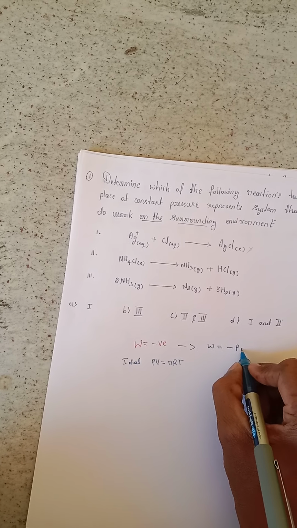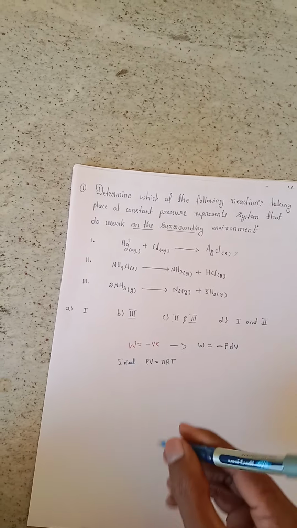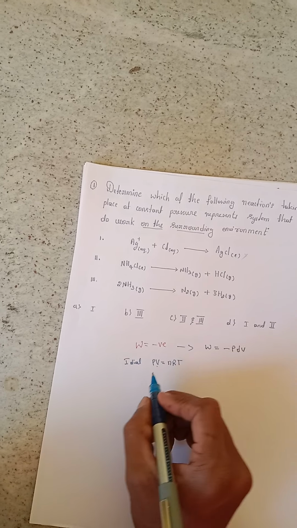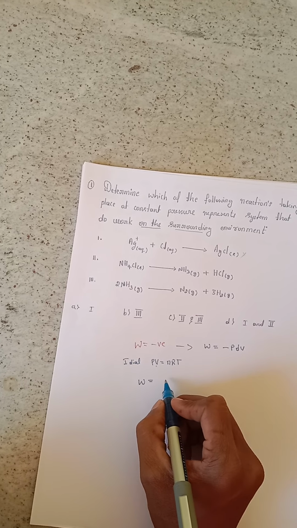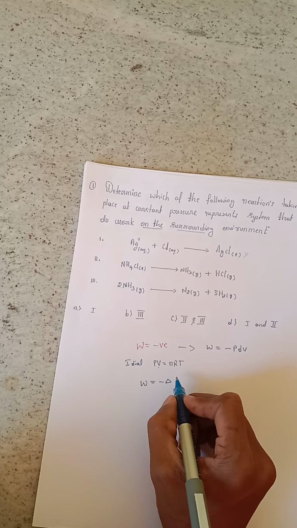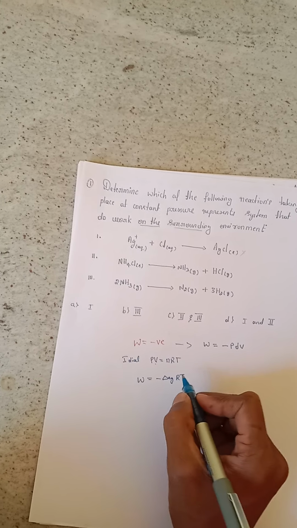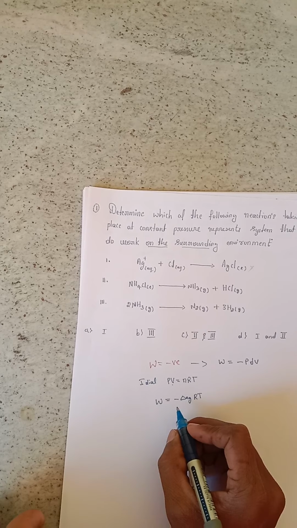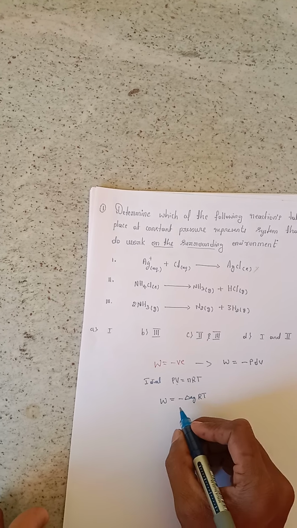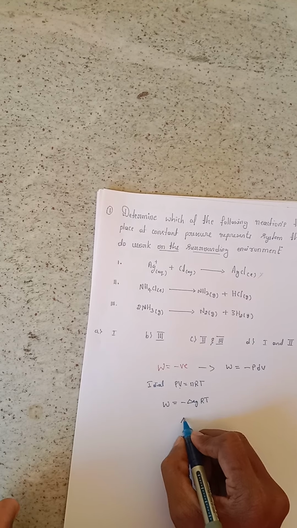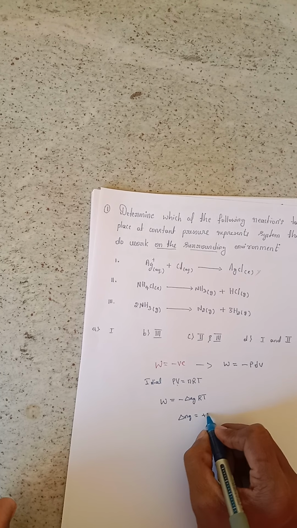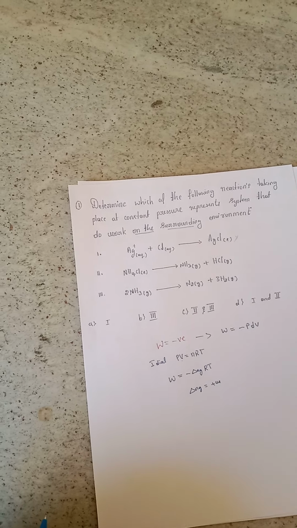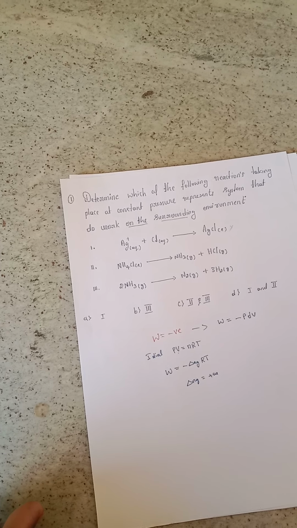W is equal to minus P dV. For an ideal gas we know that PV is equal to nRT. So here, W is equal to minus delta ng RT. Here we should get a negative value for work done, hence delta ng must be positive. Hence in the above equation we should check which reactions will have a positive delta ng value.